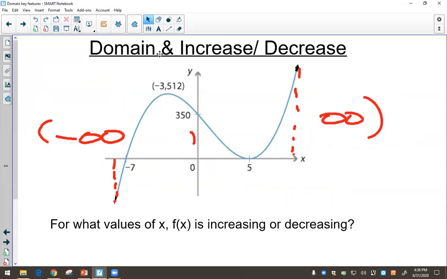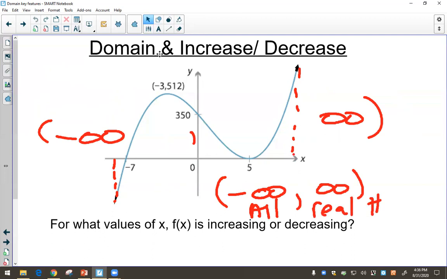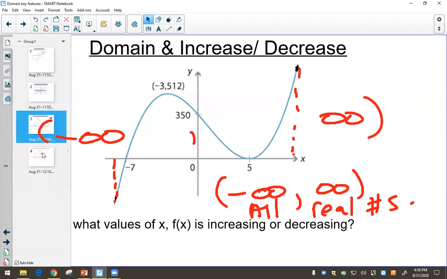So the domain would be negative infinity to positive infinity. In other words, all real numbers, all positive numbers, all negative numbers. Okay, cool. All right, let us see if we can do the final one.